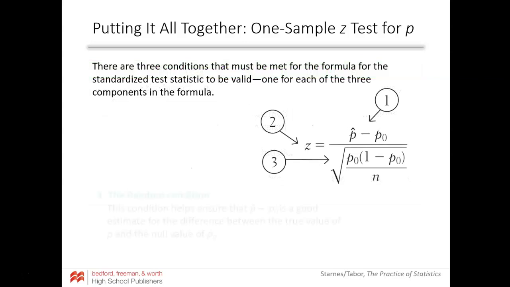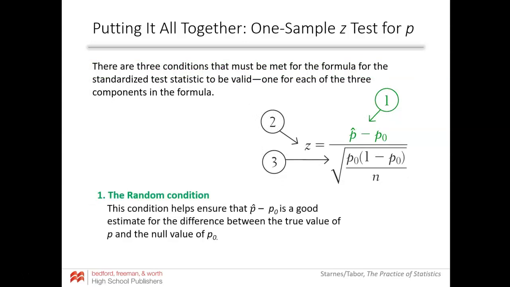Now, I really like this next slide, because the next few slides really tell us why we're doing those 3 conditions, and I think this helps me. This might become a poster in our classroom. So the random condition just ensures that p hat minus p sub naught is a good estimate for the difference between the true value of p and the null value of p. The fact that we've randomly selected them means that we don't have bias in our selection process.